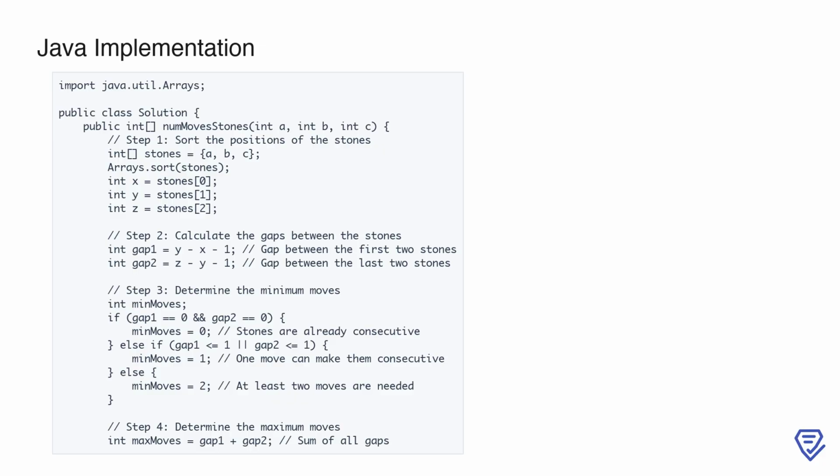Moving on, we determine the minimum number of moves required. If both gaps are 0, the stones are already consecutive, so no moves are needed. If at least one of the gaps is less than or equal to 1, only one move is sufficient to align the stones consecutively. Otherwise, when both gaps are larger, at least 2 moves are necessary. Finally, we calculate the maximum number of moves, which is simply the sum of the two gaps, as this represents the total number of spaces that need to be filled between the stones.